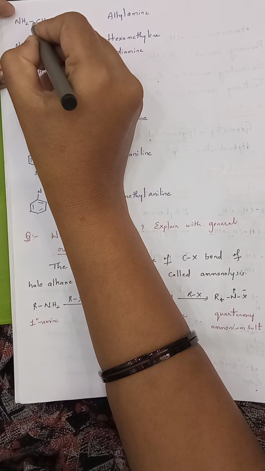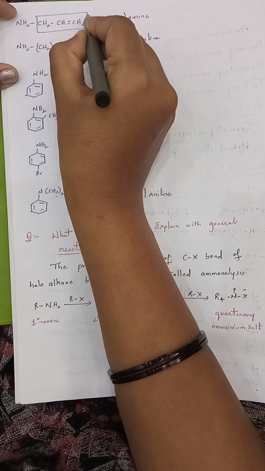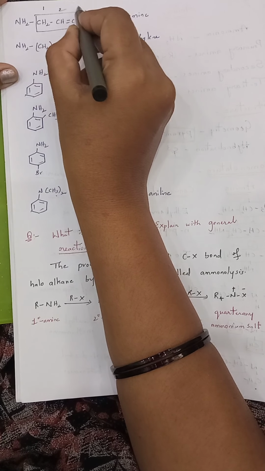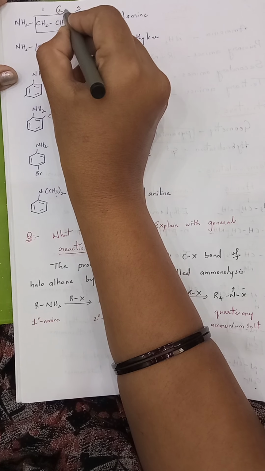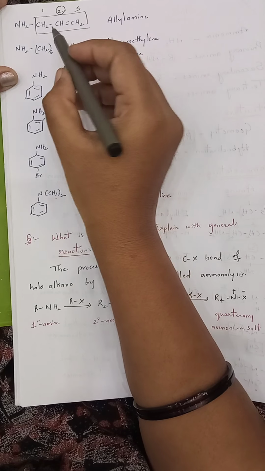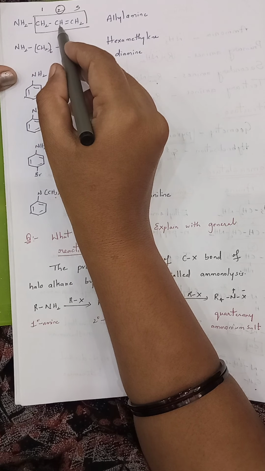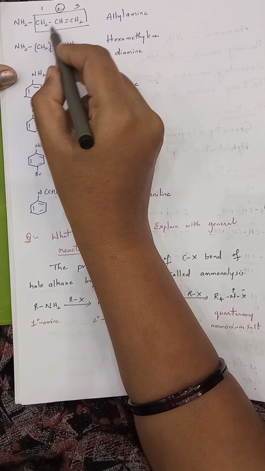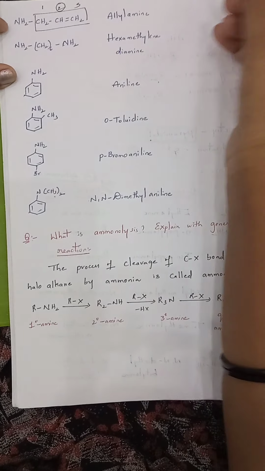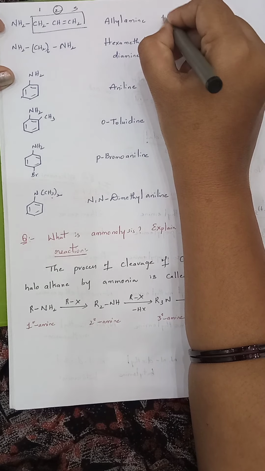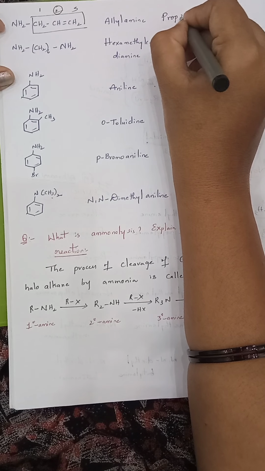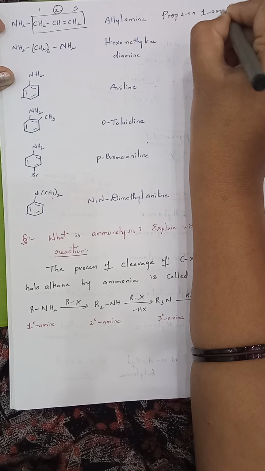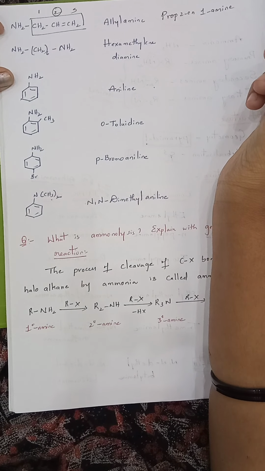See here, this is the parent chain and it is an example of a primary amine. Give numbering from here. 1, 2, 3. At which position is the double bond located? Second position. Then we can call it prop-2-ene. To this prop-2-ene, amine is attached at first position. Then we can call it prop-2-ene-1-amine.